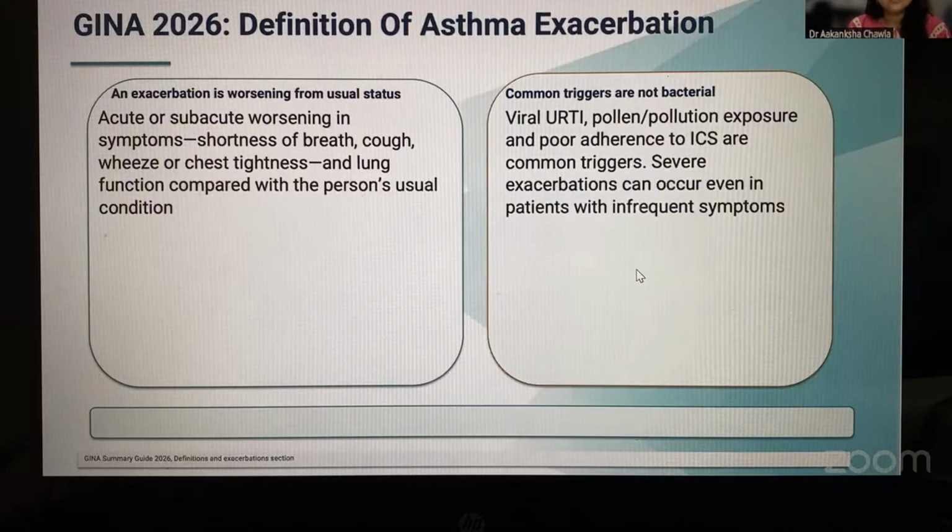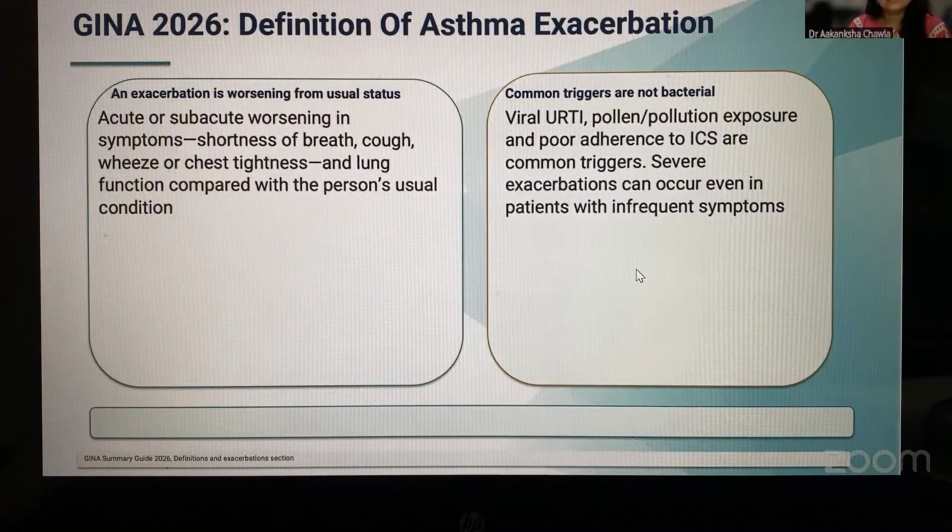Now, the GINA 2026 definition of asthma exacerbation is acute or subacute worsening of symptoms of asthma, that is shortness of breath, cough, wheeze, or even chest tightness, and their lung function, which is compared with the person's usual condition.